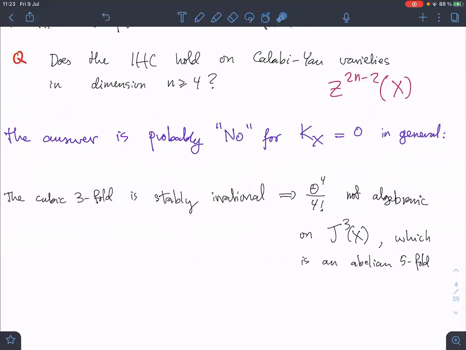We already saw some implication of that, because Voisin proved that if the very general cubic threefold is stably irrational, then this minimal cohomology class is not algebraic on the intermediate Jacobian, which is an abelian fourfold. Of course, most people expect the cubic threefold to be stably irrational, and then that would, by her result, imply that this class should not be algebraic.